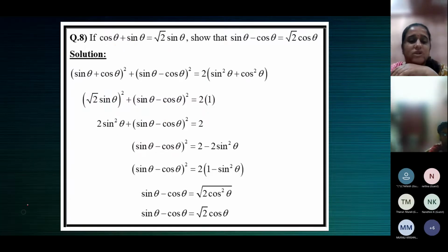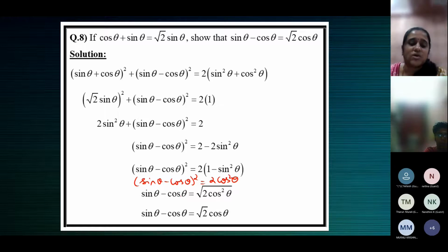Now transpose, because you'll have to find this, right? So take this one to the other side. So what do you get? Sin theta minus cos theta, the whole square is equal to 2 minus 2 sin square theta. And we know that whenever there's something common, take out the common factor. So 2 is common, take it out. In the bracket, you have 1 minus sin square theta. But we know that 1 minus sin square theta is cos square theta. So you have sin theta minus cos theta, the whole square is equal to 2 cos square theta.